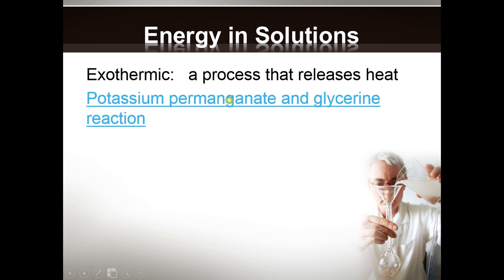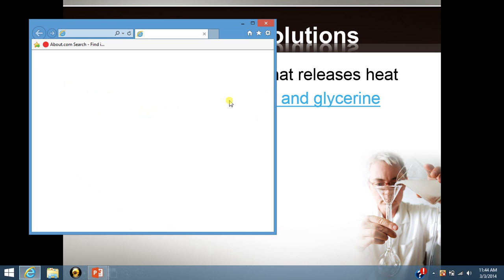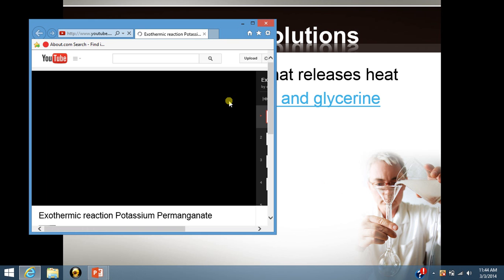Hopefully this prompt will work. We've done exothermic reactions in lab before. We've done lye and water and lye and vinegar together. But this is potassium permanganate and glycerin. So don't try this at home, please.